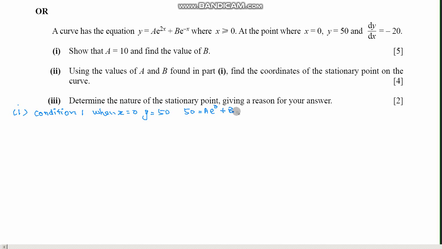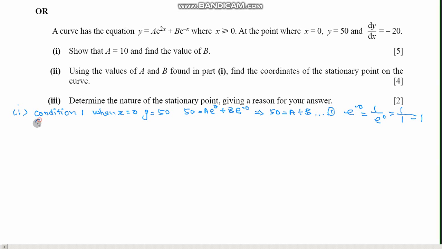Now, for x is 0, minus 0. e to the power minus 0 can be written as 1 over e to the power 0, which is equal to 1 over 1, so it still gives you 1. So this can be simplified further: 50 equals a, e to the power 0 is 1, e to the power minus 0 is also 1. So a plus b. Okay, so this is your equation 1.